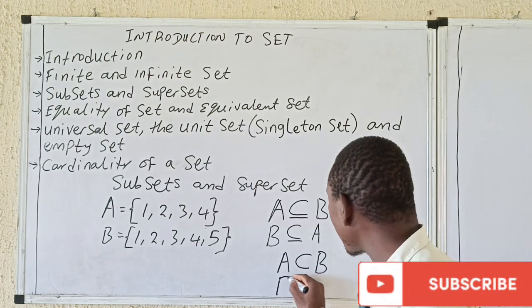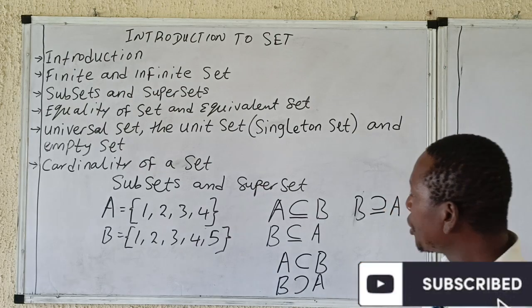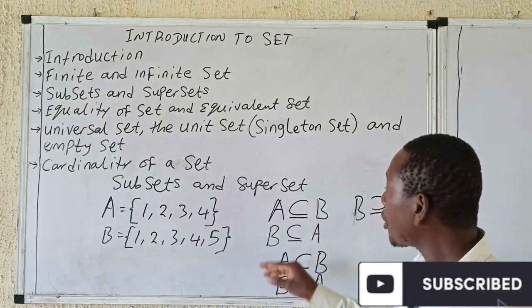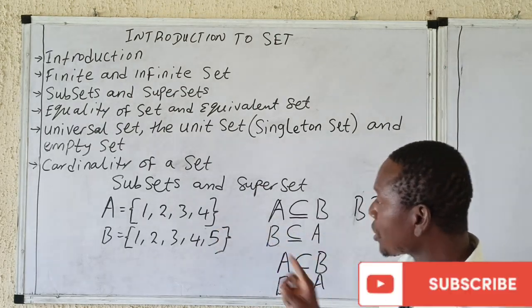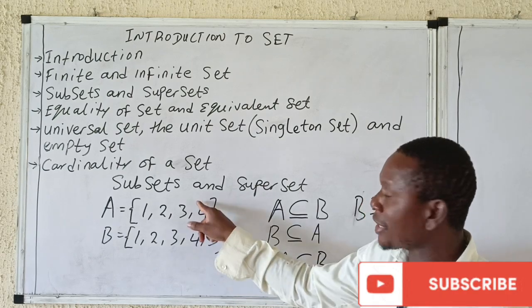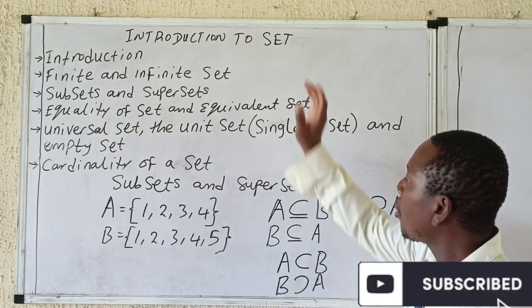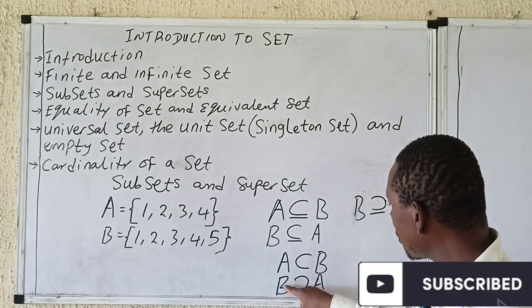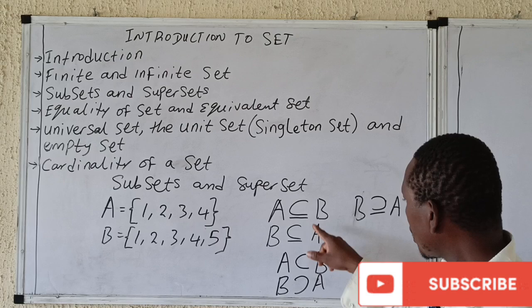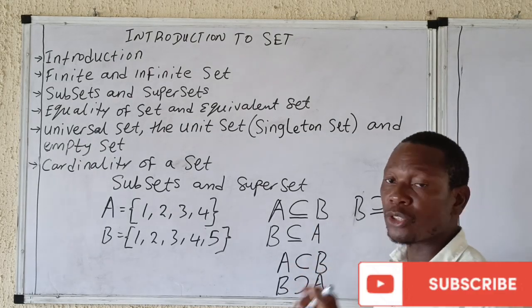While B can be regarded as a superset of set A. So B is a superset of set A, or a proper superset of set A, because it contains an additional element or an additional member not present in A. Please take note of the symbols for superset. B is a superset of set A, while A is a subset. This is a subset of set B, all right, proper subset of set B.